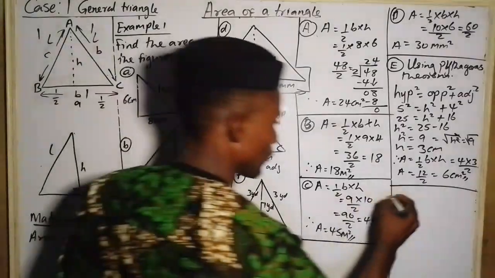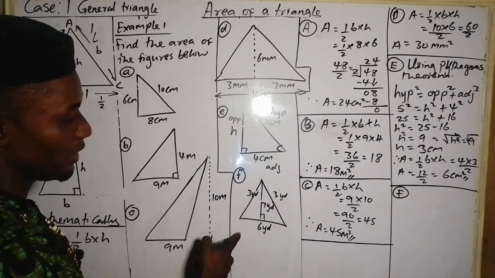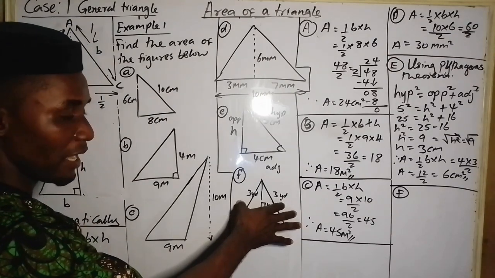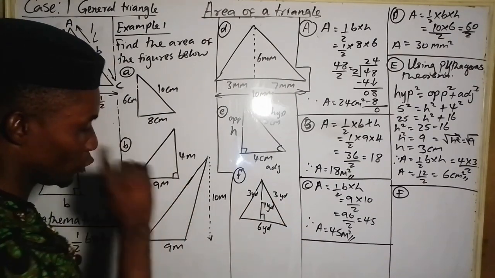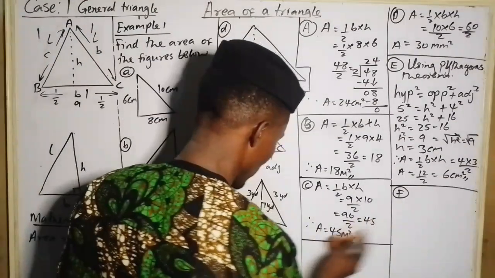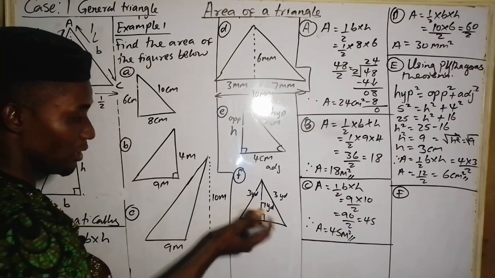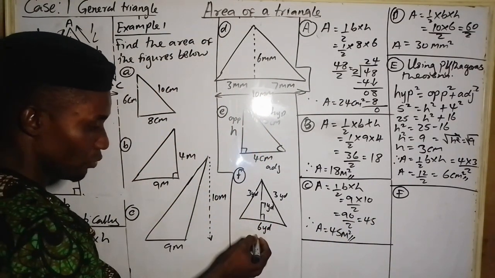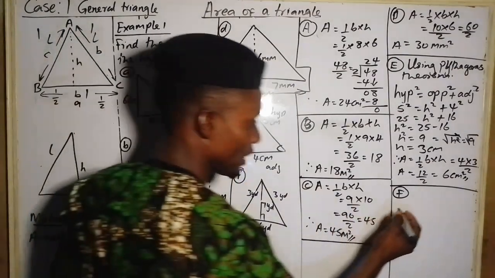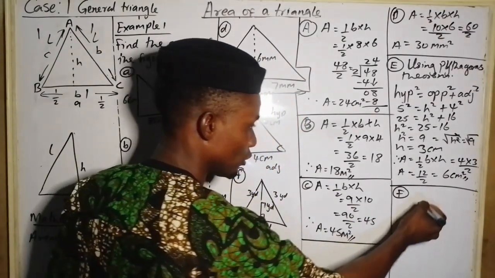Now let's go for question F. F is an isosceles triangle in which two sides are equal, but the third side is not equal. So in this case, we can choose any side. You can choose your shape to be facing the left hand side or to be facing the right hand side. Either way, you are still going to have your right angle triangle.